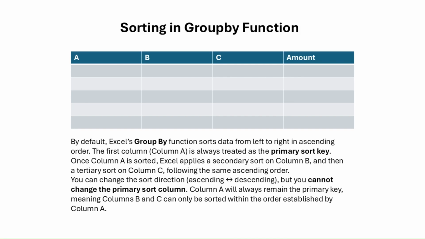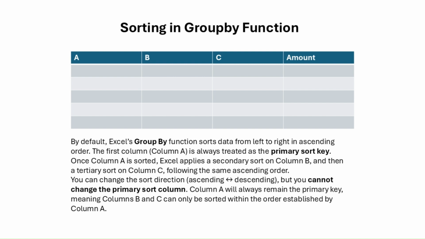By default, Excel's group by function sorts data from left to right in ascending order. The first column, column A, is always treated as the primary sort key. Once column A is sorted, Excel applies a secondary sort on column B, and then a tertiary sort on column C, following the same ascending order.